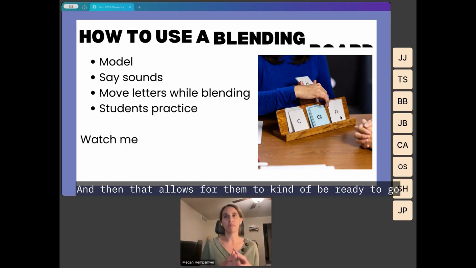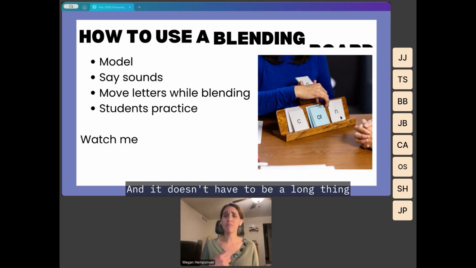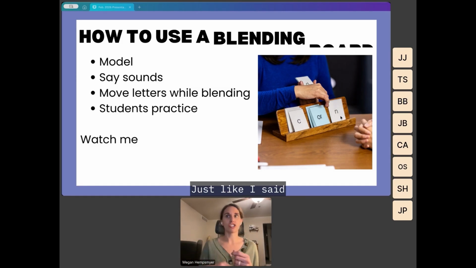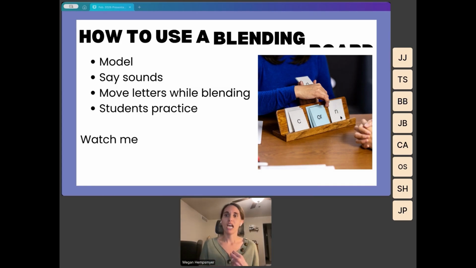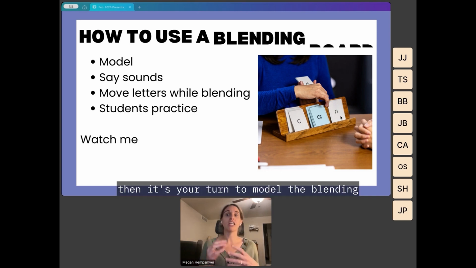And then that allows for them to kind of be ready to go. And it doesn't have to be a long thing. It's just, like I said, a quick little drill where you're showing them the cards and they're putting them down. Okay. So after you have done that quick little drill, then it's your turn to model the blending.